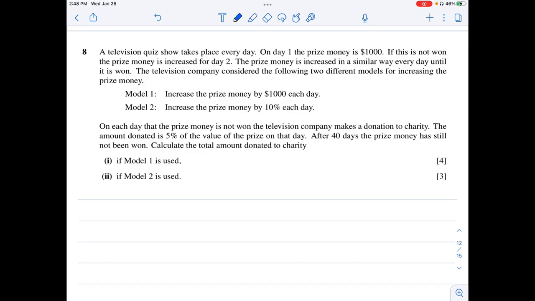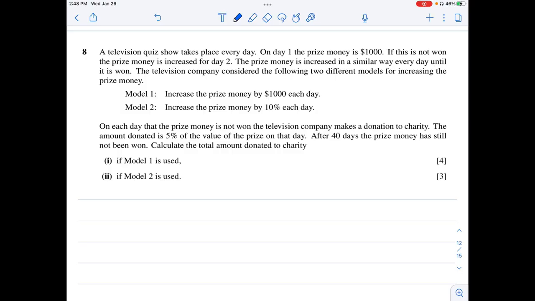Question number 8. A television quiz show takes place every day. On day 1, the prize money is 1000. If it is not won, the prize money is increased for day 2. The prize money is increased in a similar way each day until it is won.